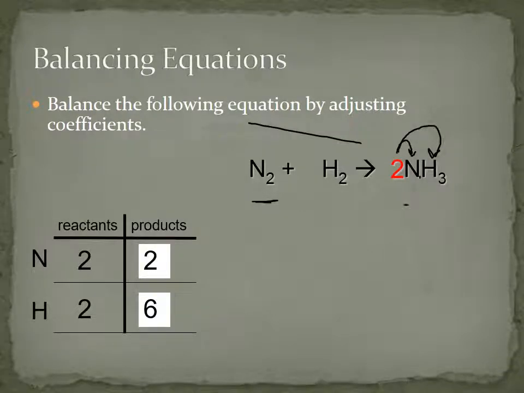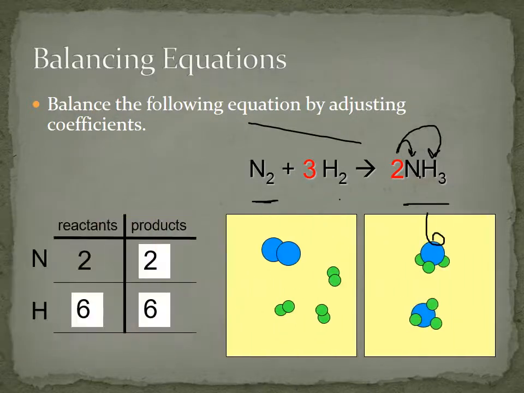So almost done here, because now I have 6 hydrogens. If I look back on the left side, I only have 2. So what number times 2 is going to give me 6? And that will be 3. And there's a visual.